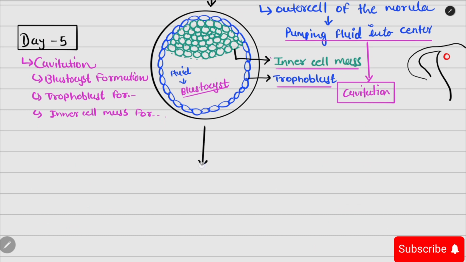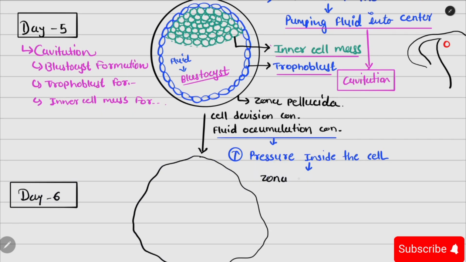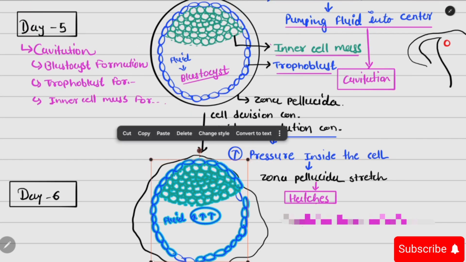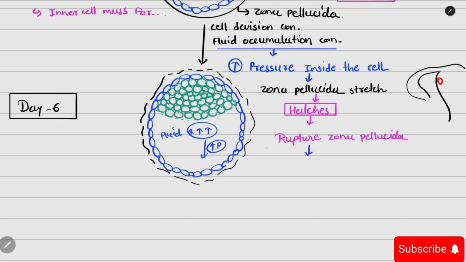As cell division continues, fluid keeps accumulating in the center. Increasing fluid raises pressure inside the blastocyst. The zona pellucida stretches. This is called zona hatching. As fluid and pressure continue to increase, the zona pellucida starts to rupture, to break. Zona hatching is followed by rupture of the zona pellucida. The blastocyst is already in the uterine cavity.